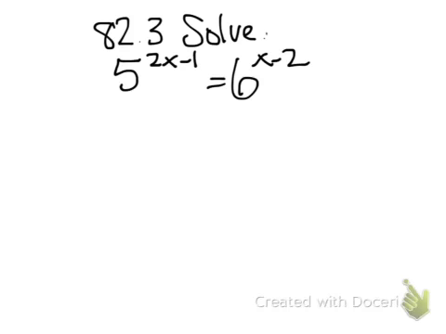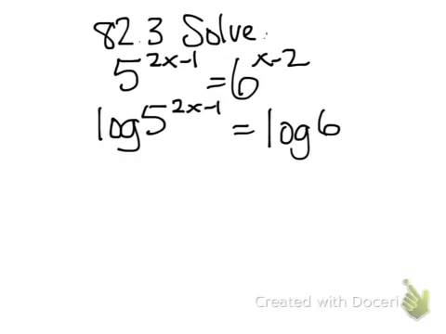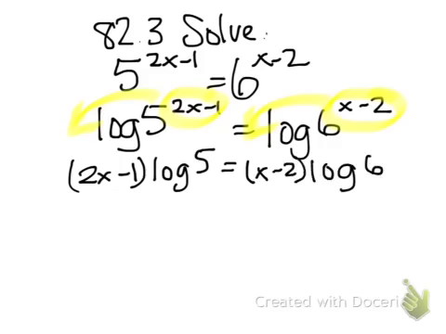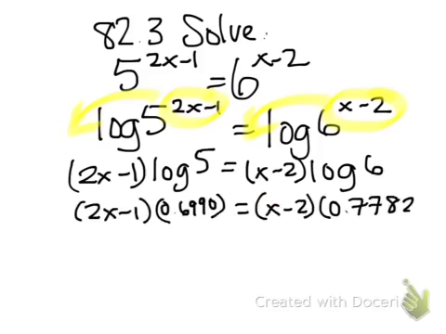Okay, next problem. In this case we have different bases, but that doesn't matter. We can still take the log of both sides. When we take the log of both sides, those exponents move to the front. When those exponents move to the front, we're able to take the logs using the calculator. And then it's just simple solving equations.